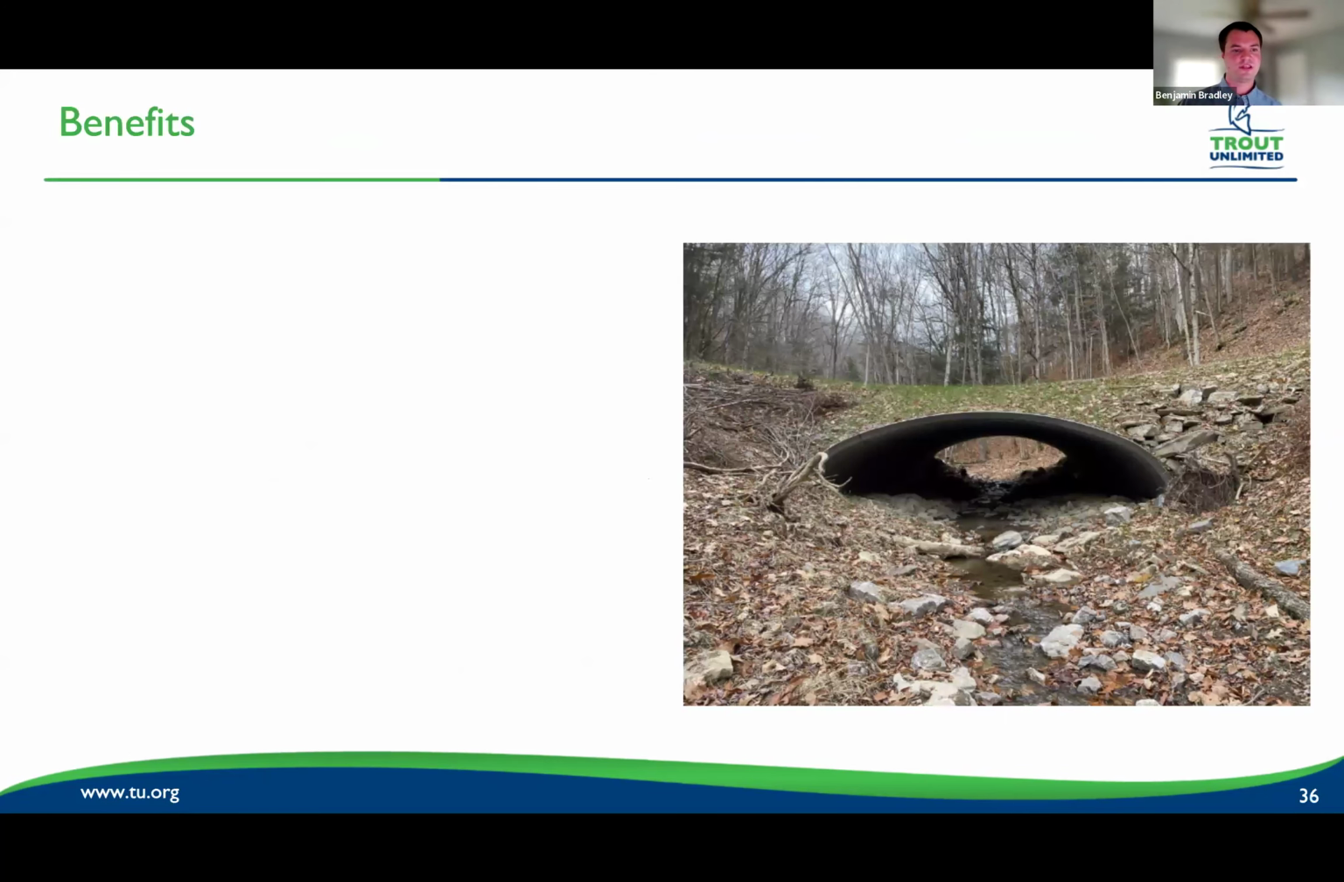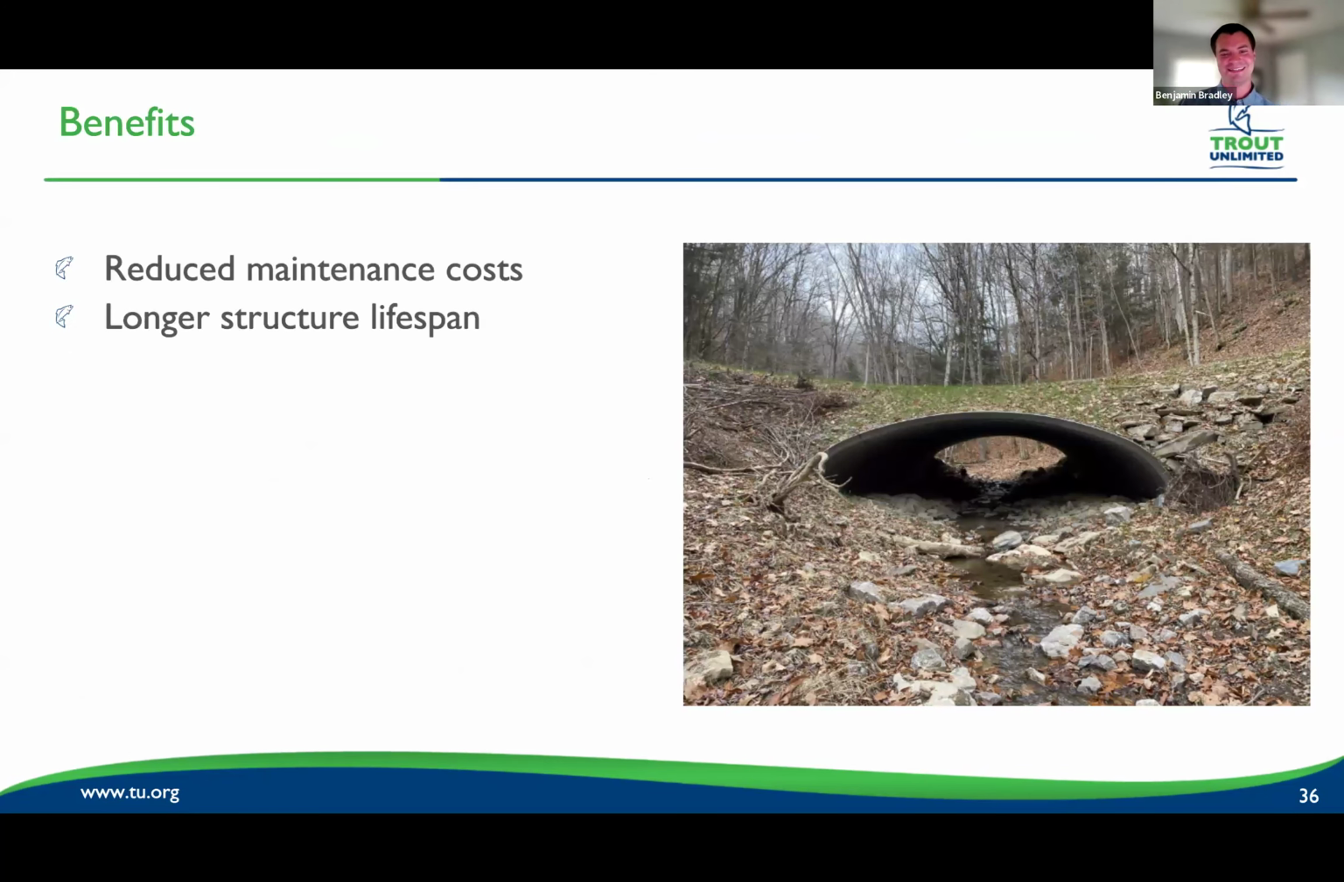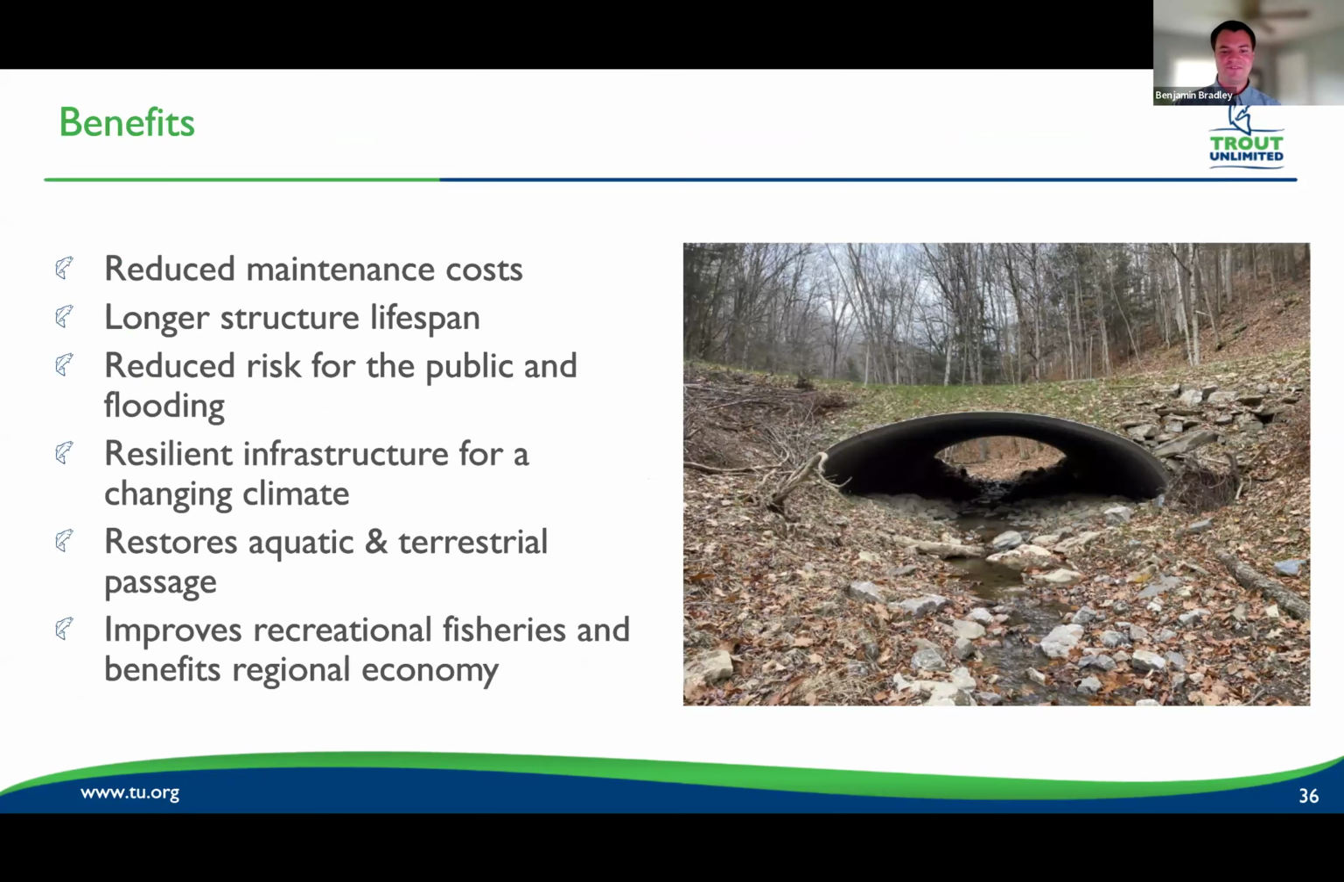And you can click like 7 times, Jess. The benefits of StreamSim: a lot of the cost benefit analysis has been focused on reduced maintenance costs and longer structure lifespan. But even when you start looking at these analyses, we're reducing public risk, because we have all these essentially dams that, when it floods, could give way and cause severe flooding, 2 times as much flooding as what would occur naturally in the river.